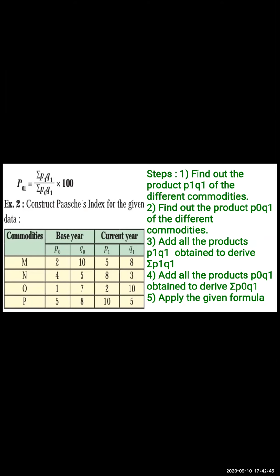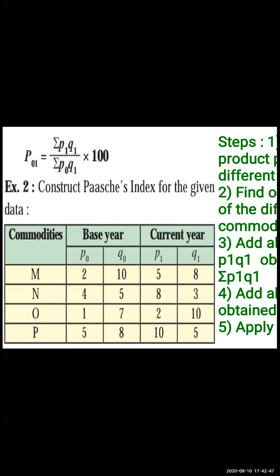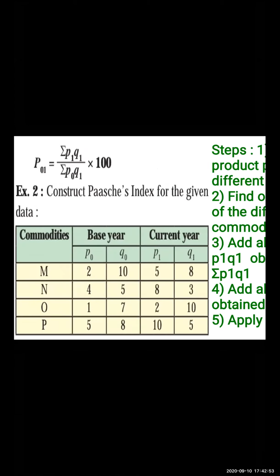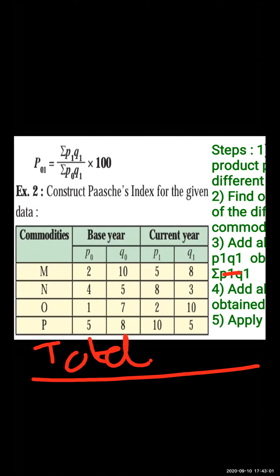So what we need to do? The first step over here, I've asked you all to leave some space, right? After this, write total. If you have written the total, next line write the formula. Write down the formula: capital P01 is equal to sigma small p1 q1 upon sigma p0 q1 into 100. After writing the formula, write Y in the chat box.